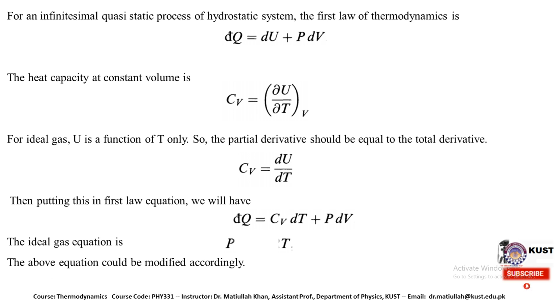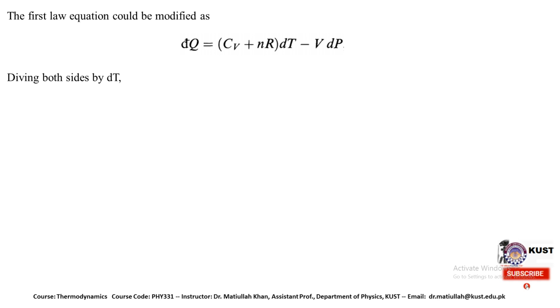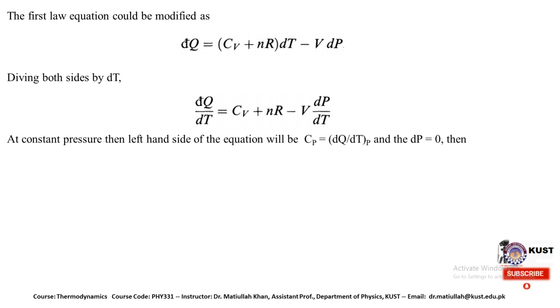And this equation will be modified accordingly, as we know that PV is equal to nRT. So the above equation could be modified as pdv plus vdp is equal to nRdT. So first we can modify the first law of thermodynamics as dq is equal to Cv plus nR into dT minus vdp. And when we divide both sides by dT, dq divided by dT is equal to Cv plus nR minus vdp divided by dT.